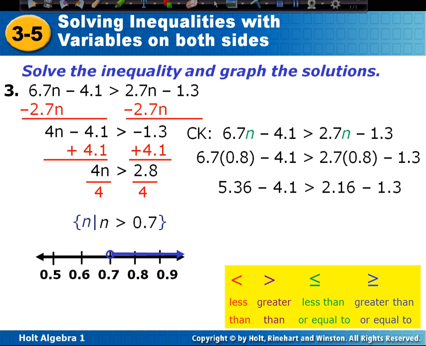Then I'm going to say 5.36 minus 4.1 is 1.26, is greater than 2.16 minus 1.3, which is 0.86. And that is a true statement. 1.26 is greater than 0.86. So that checks out. Make sure you have the solve, set, graph, and check before you move on.